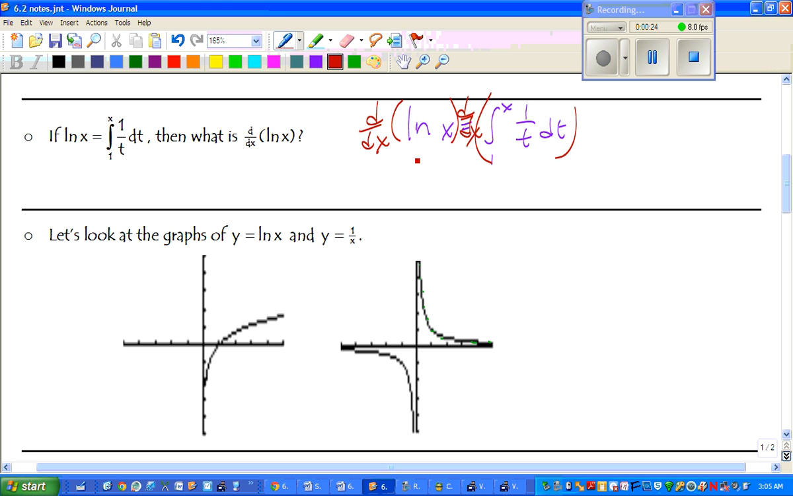And derivative of natural log of x is what we're trying to figure out here, so we're going to keep it like that. And we can actually take the derivative of this. This is the second fundamental theorem of calculus we learned a while back. If we take the derivative of a definite integral from a constant to x, all it ends up being is taking this x and plugging it into this function. So we end up with a derivative of natural log of x, which is equal to 1 over x.